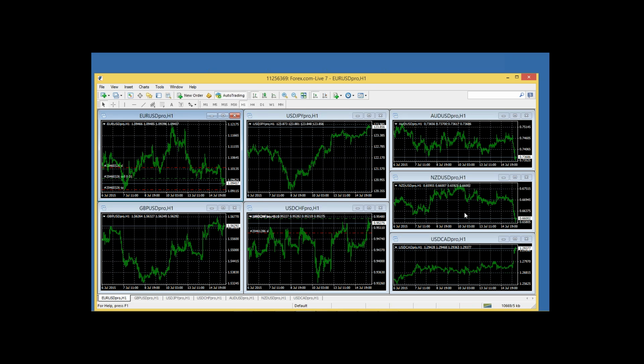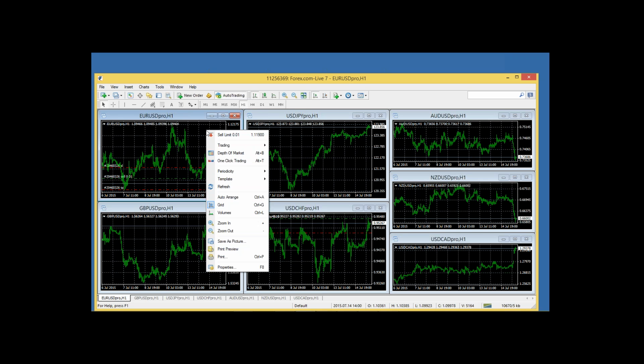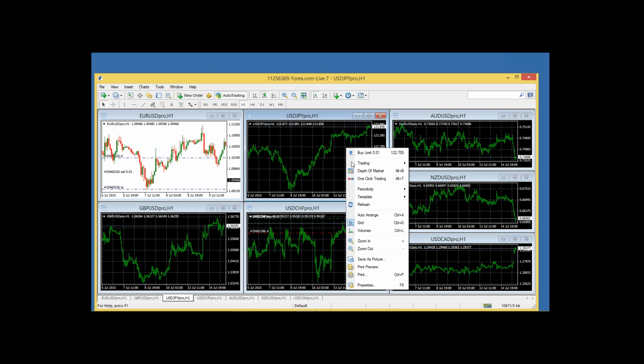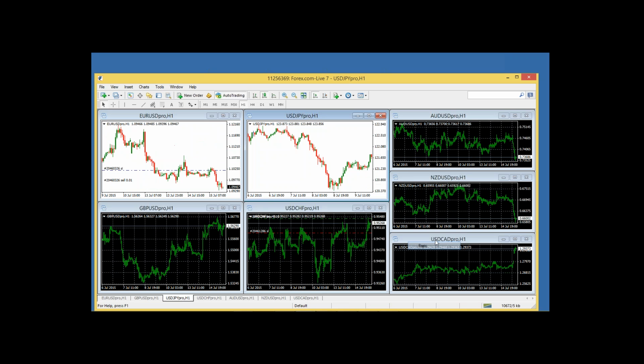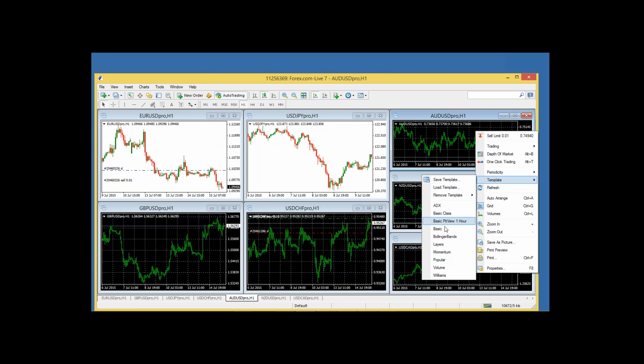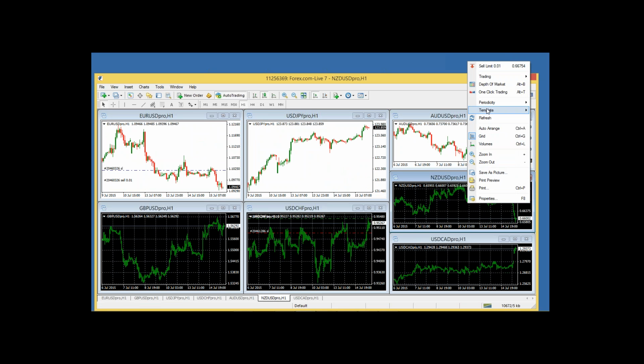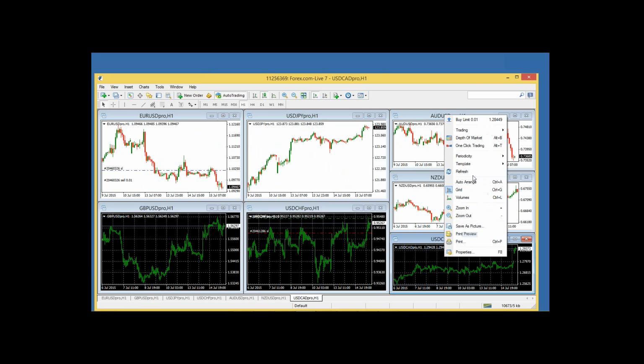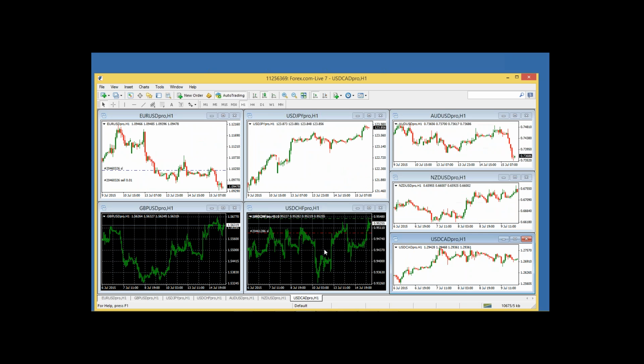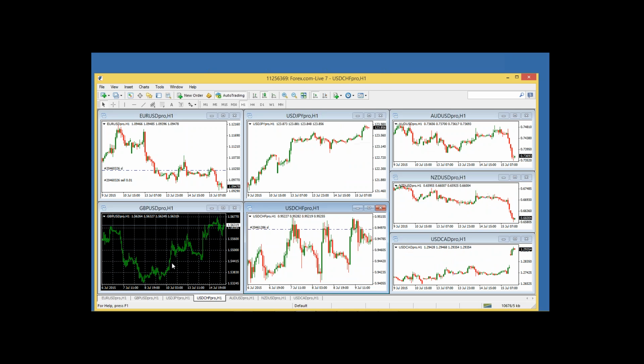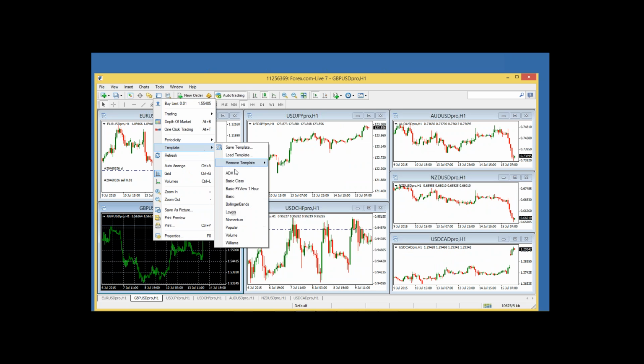I got euro dollar, pound dollar, dollar yen, dollar Swiss. Here are my commodity currencies: Aussie, New Zealand, and Canadian. I generally don't like black charts, so I have my own template that I created, which you can change the colors on Metatrader. This isn't a Metatrader class, so I'm not going to go through it. I have a basic template that I use because the white background charts are a little bit easier on my eyes when it comes to trading. Don't like the black background. So I usually have all of those listed on here.